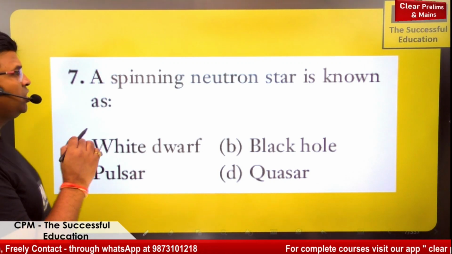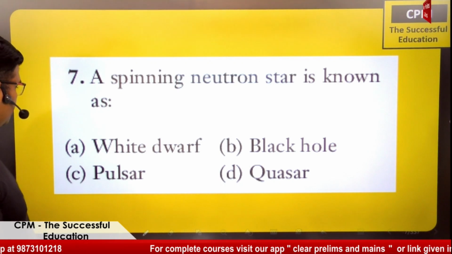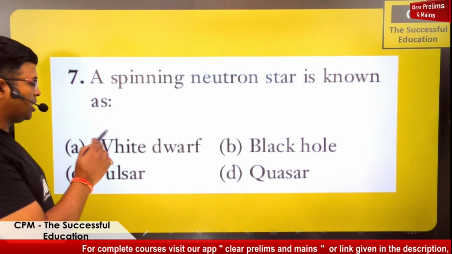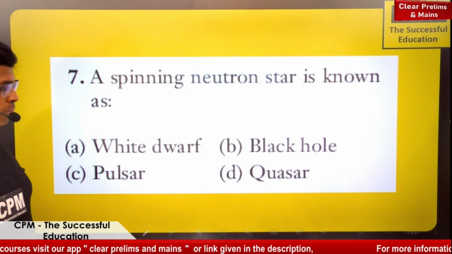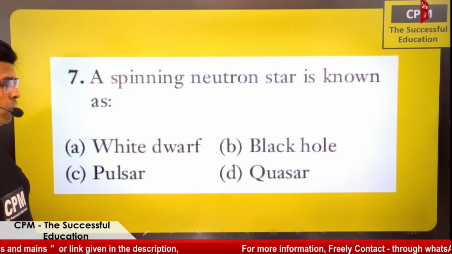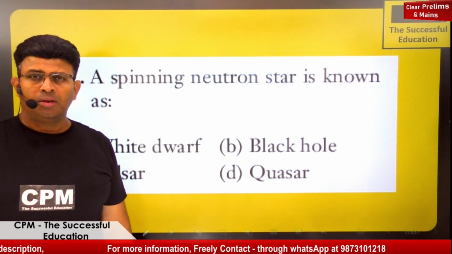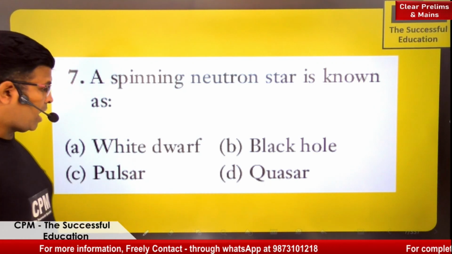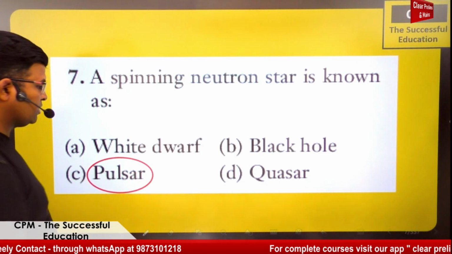A spinning neutron star is known as: option A white dwarf, B black hole, C pulsar, D quasar. So the correct answer is pulsar.